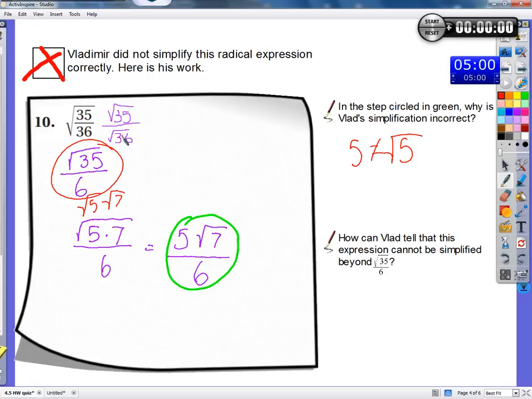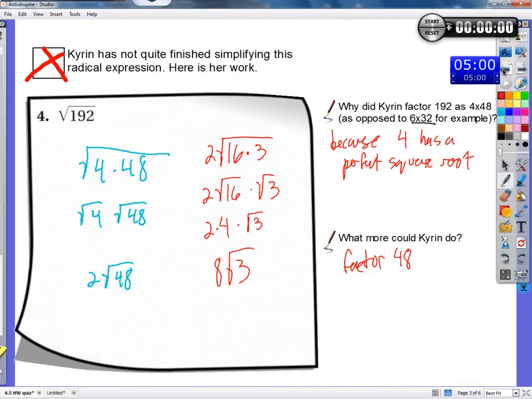True, the 6 is the result of taking the square root of 36. So that's like simplified. 35 is not a square, but neither is 192. 192 is not a square, but we simplified it by this process, by factoring it into two factors, one of which is a perfect square. So when we take the square root, we get a nice whole number.